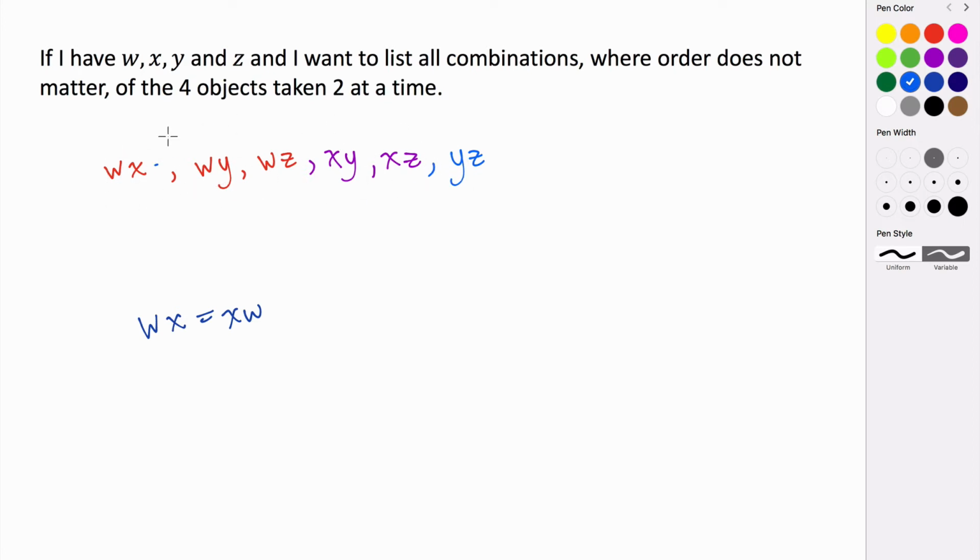Now, there's an easier way to figure out the number of combinations if we're given something like this. This would be represented as C(4,2), the combination of 4 objects taken 2 at a time. Again, you may have seen the notation 4C2. These mean the exact same thing.